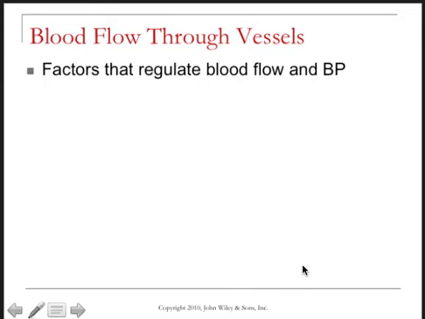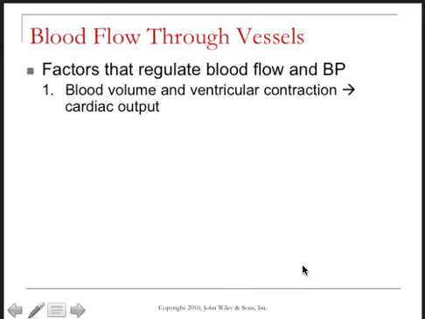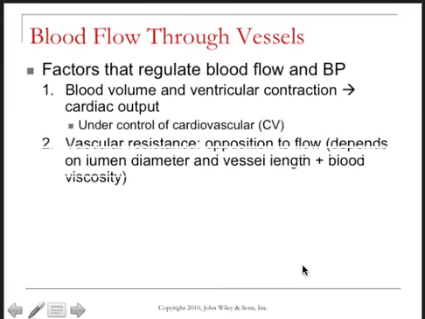Factors that regulate blood flow and blood pressure: basically blood volume and ventricular contraction are responsible for cardiac output. This is under the control of the cardiovascular center of the hypothalamus. Okay, there's also vasculature resistance, which is the opposition to flow, and this is largely dependent on lumen diameter and vessel length, as well as the viscosity of the blood. Now, some of these you've probably heard before, some of these probably are new to you.